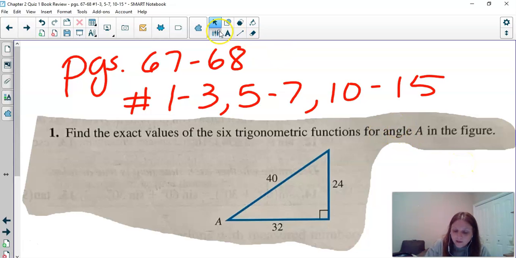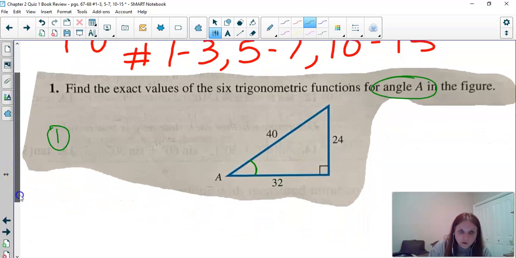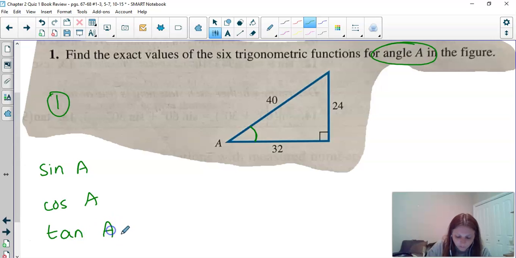The important thing is that you're looking for angle A, so I'm going to note angle A, and I highly recommend you draw the diagram for question 1. So you can write number 1 and sketch out the diagram if needed. You don't have to. And we're looking for the 6 trig functions. So we're looking for the sine of A, the cosine of A, the tangent of A, and then we're also going to be finding the reciprocals.